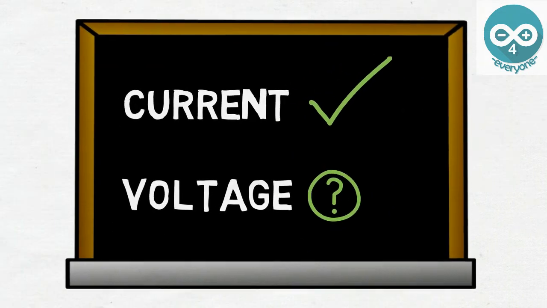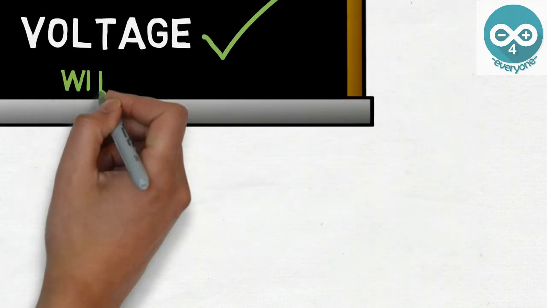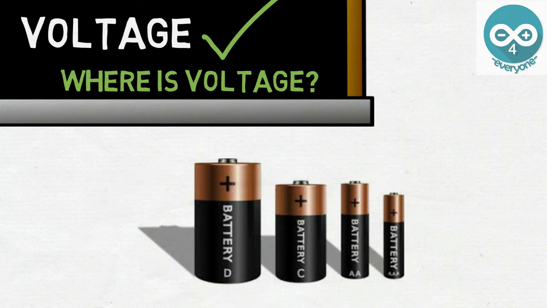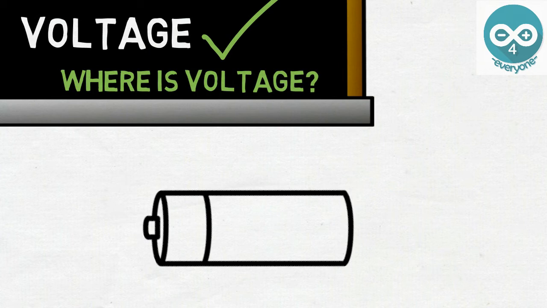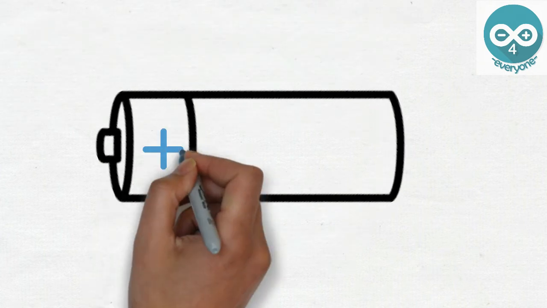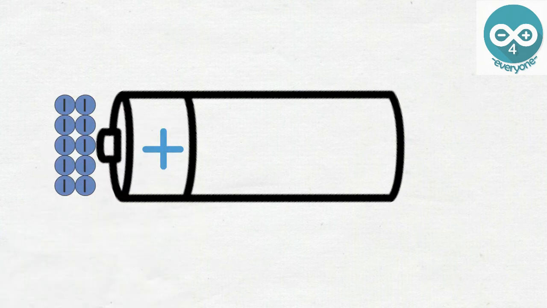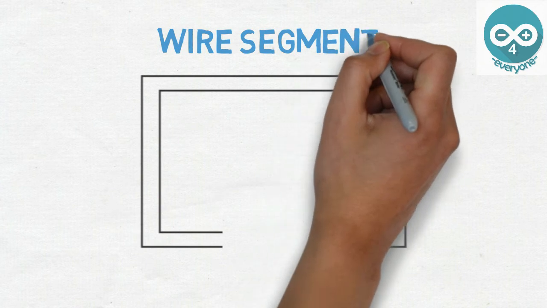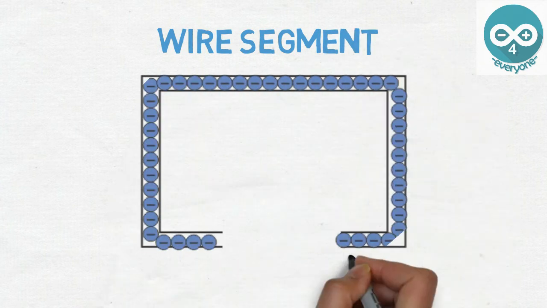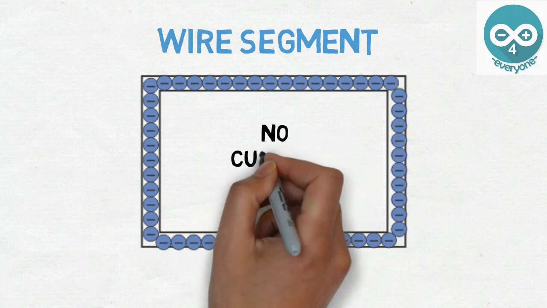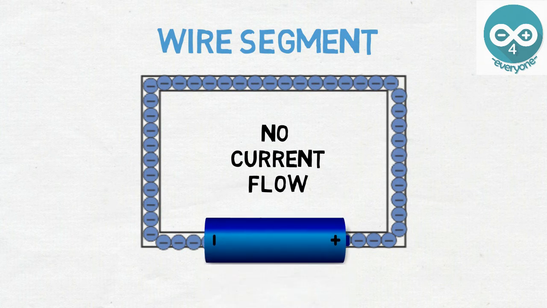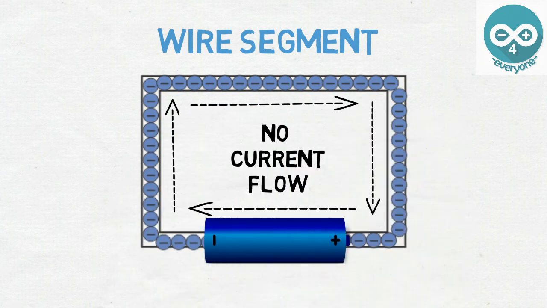So that gives an idea about voltage and brings us to the next question: where is voltage? The most commonly used voltage sources are batteries, and on looking closely we can find two markings on it. One is the positive side with fewer electrons and the other being the negative side with more electrons. If we take a wire segment, being made of metal, we know it has a lot of free electrons. Initially there is no current flow because there is no electron flow. But the moment you add a voltage source to the wire, electrons start flowing and so does the current.